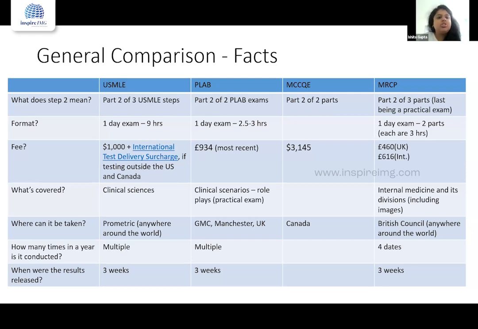For the PLAB Part 2, it's a bit similar to the USMLE, but slightly more than Part 1. It's 934 British pounds. Again, this is the most recent. I think they had a change just a month or so back.